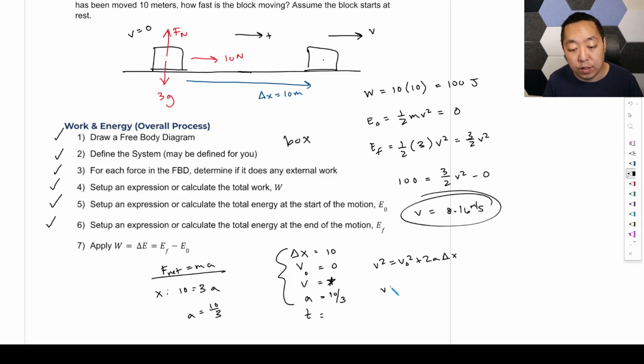And then we can use a kinematic equation that relates these 4 variables. So v would be the square root of v0 squared, that's 0 squared, plus 2 times 10/3 times 10. And if you do that, you get the same answer.